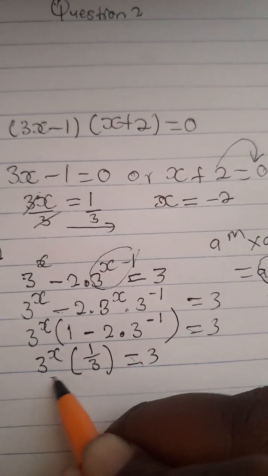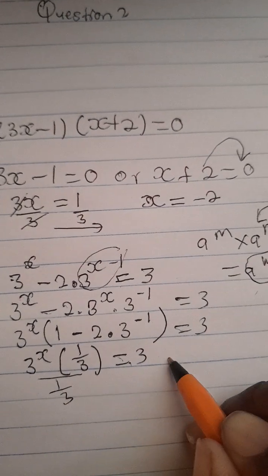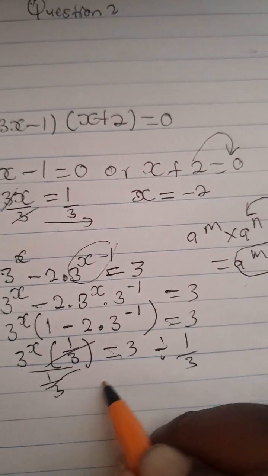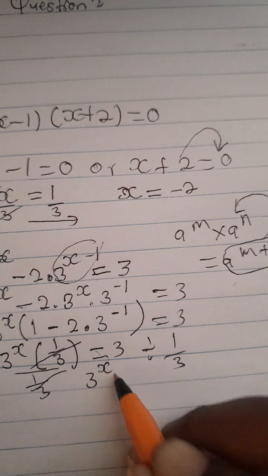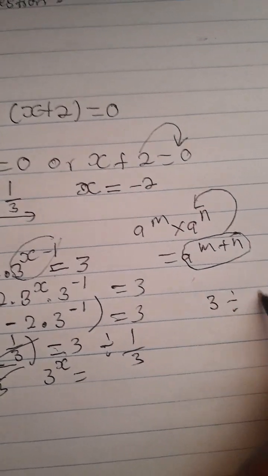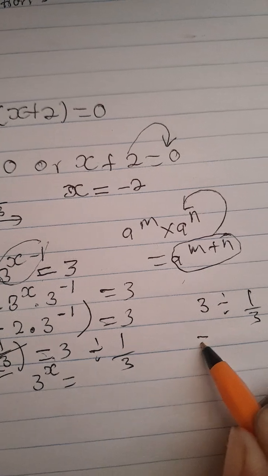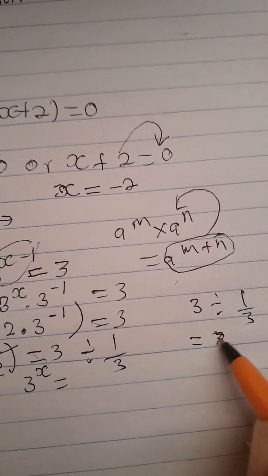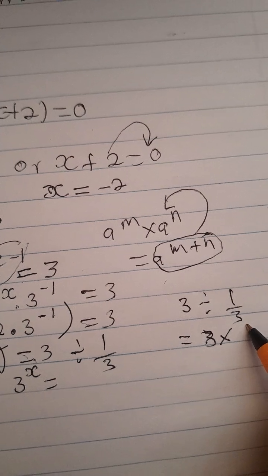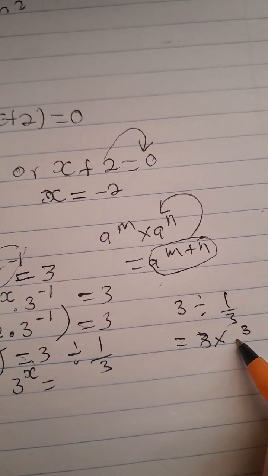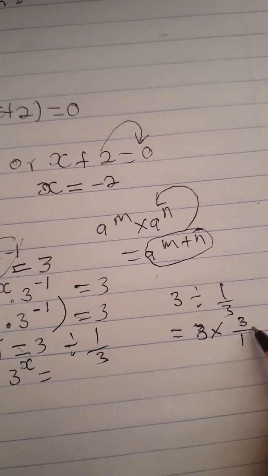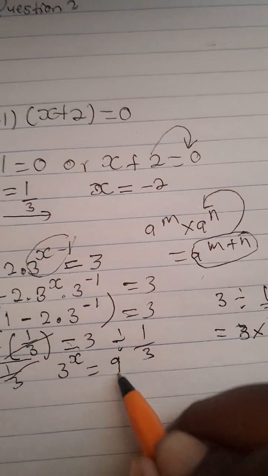So we need to divide both sides by 1 over 3 to make x the subject. Divide both sides by 1 over 3. This and this cancel. What are we left with? 3 to the power of x. In this case, remember, you have 3 divided by 1 over 3. The inverse of this will be multiply, so it will be 3 over 1 times 3 over 1, which is the same as 9. So here our solution is 9.